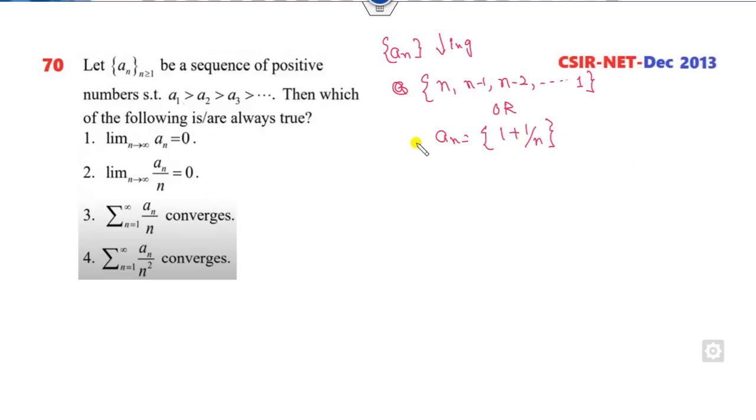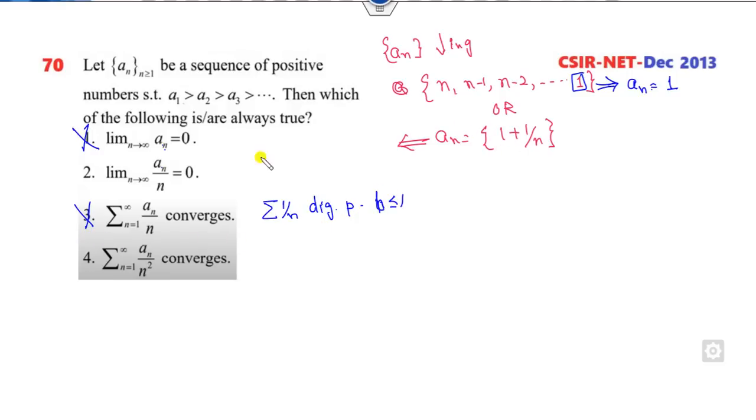Now look at this sequence. If I consider this sequence, what is my a_n? Because we need a_n to be the last term, it is 1. So when it is 1, you can see the first option is cancelled out. Look at the third option, it is also cancelled out because it will be 1 over n, which is divergent by the p test. So these options are cancelled.